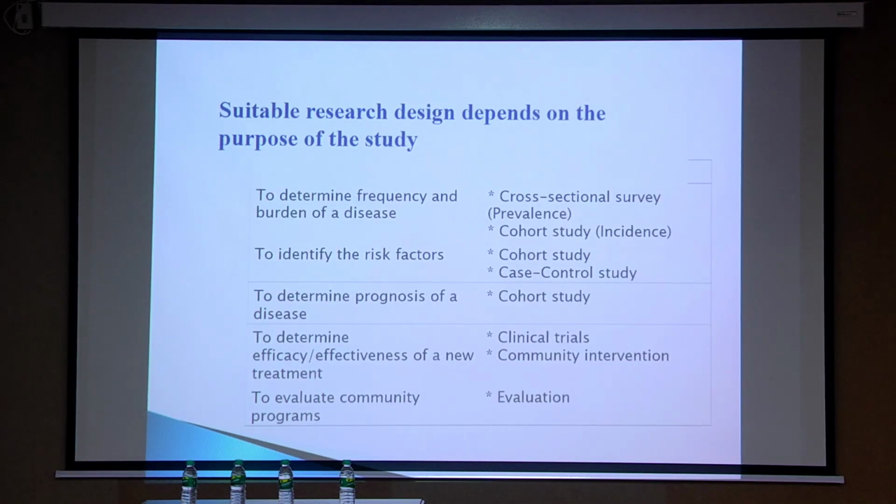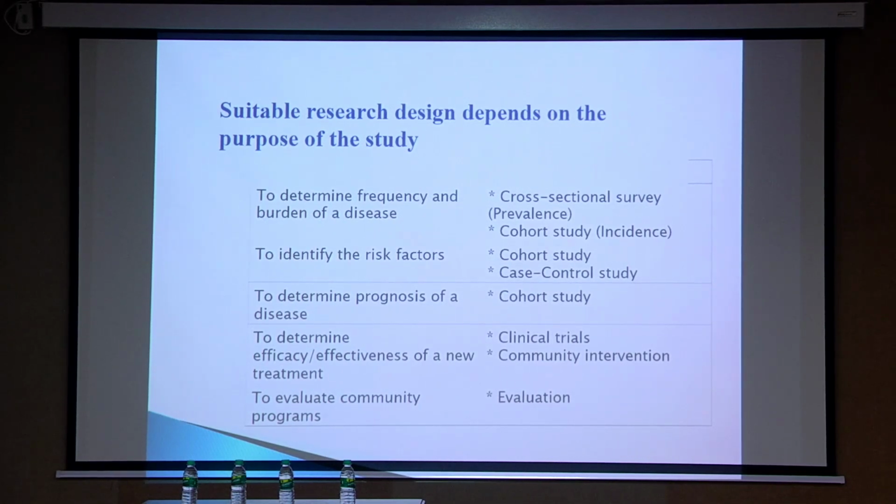So the suitable research design depends on the purpose of the study. To determine the frequency of burden, use a cross-sectional survey, and for incidence, cohort studies. To identify risk factors, a cohort study. To determine the prognosis of a disease, a cohort study. To determine the efficacy and effectiveness of a new treatment, a clinical trial or community intervention. To evaluate community programs, an evaluation study. So all this should be included in your methodology.